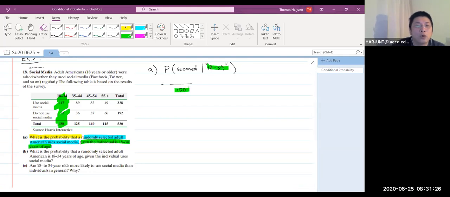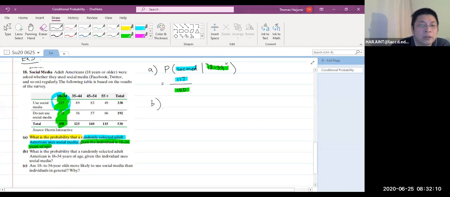And then of those who are 18 to 34, there are 117 using social media. So we start from only those in this 18 to 34 age group. Now from that group of 150 people only, 117 of them are actually using social media.